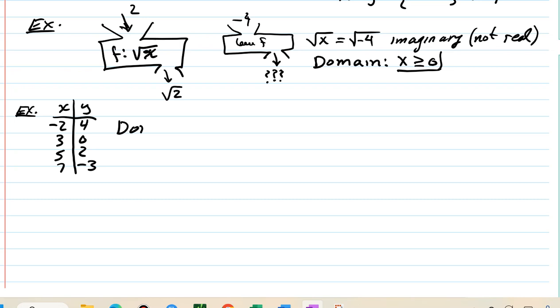So we want to list the elements of the domain. So domain, all first numbers, the x numbers, right? So it's going to be -2, 3, 5, 7. And what would the range be? The range, of course, the set of second numbers.